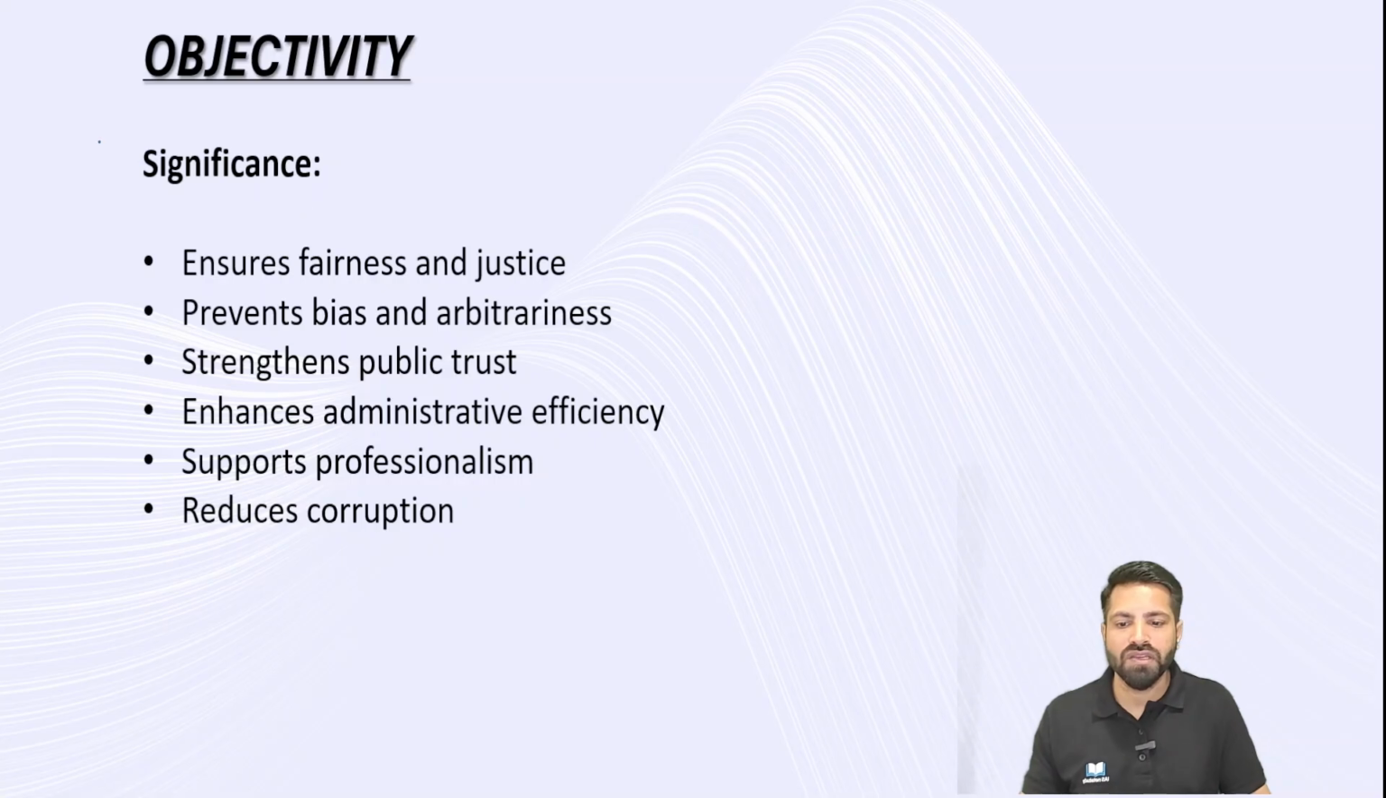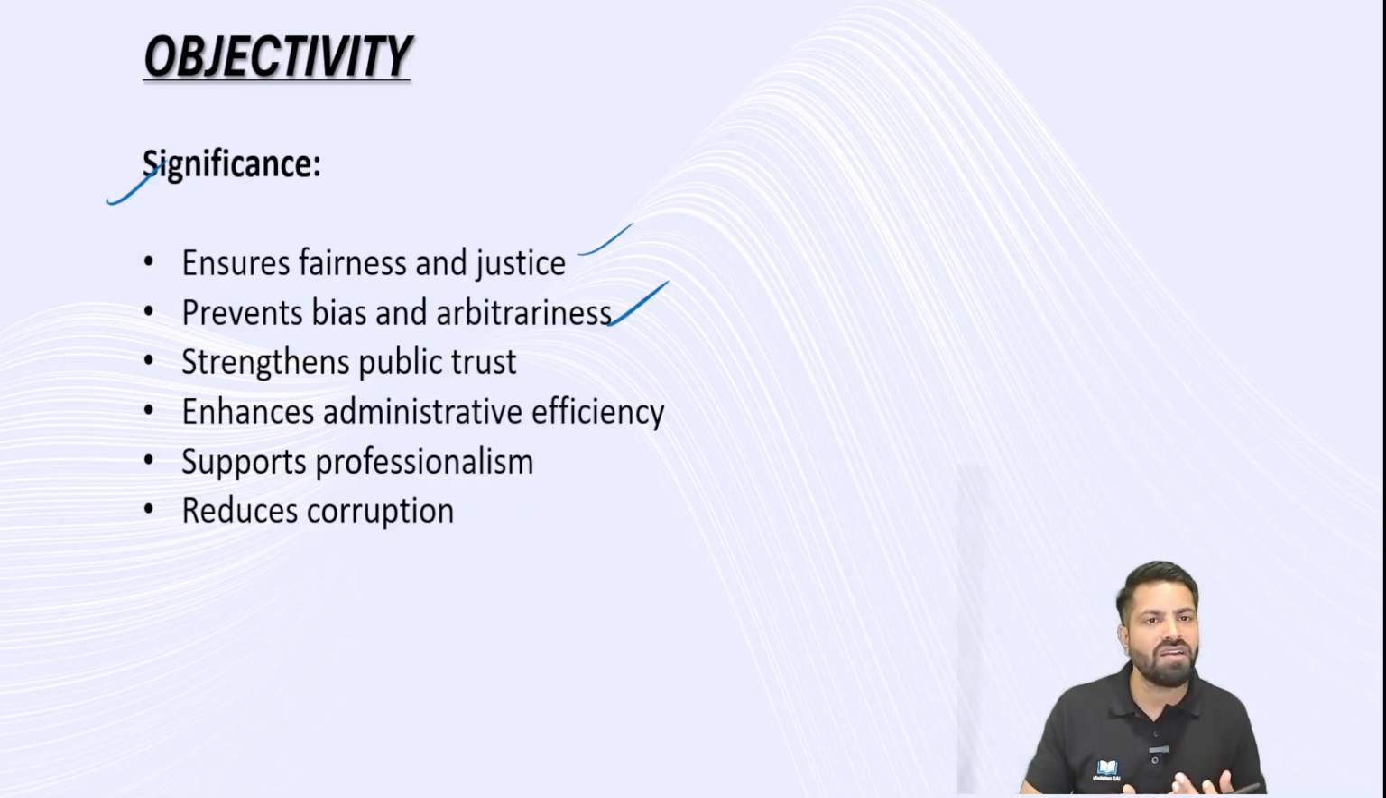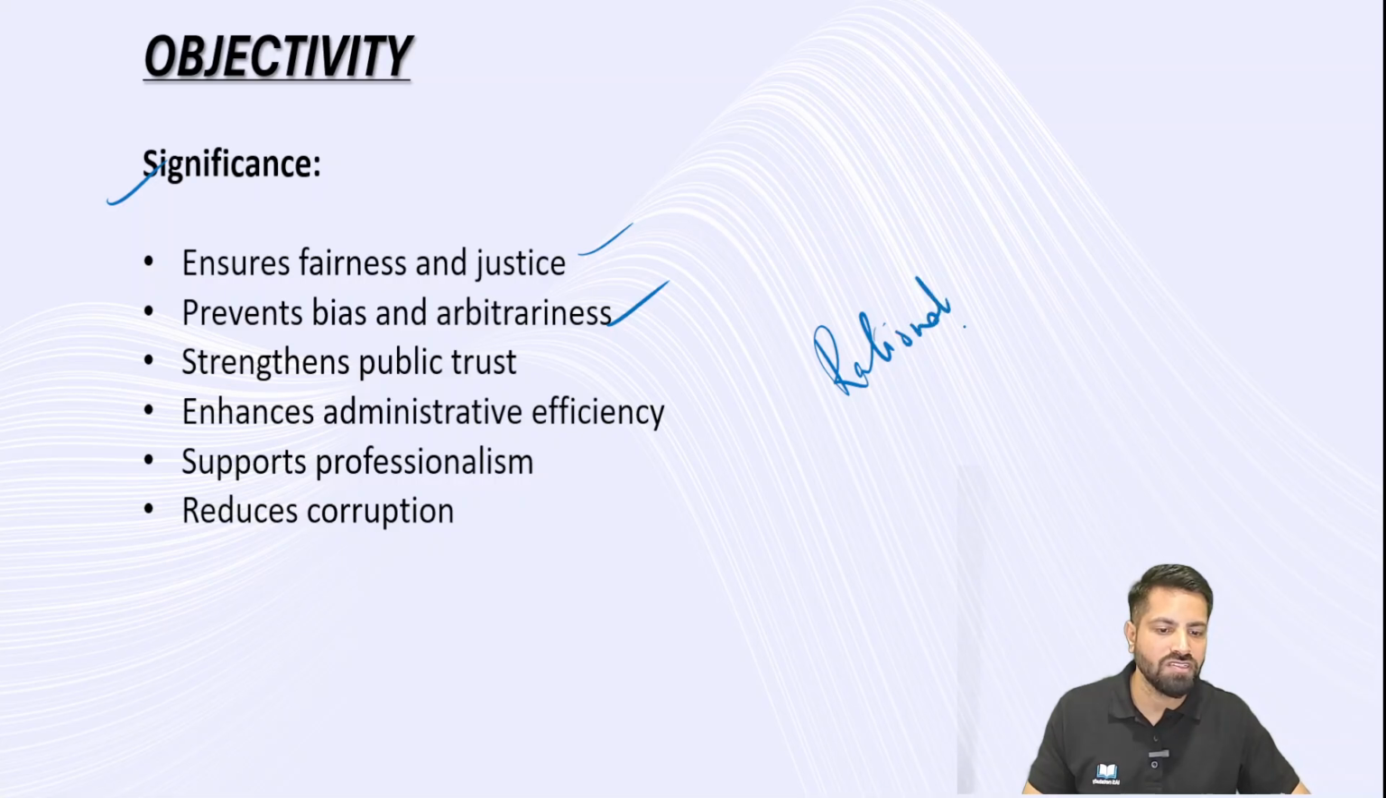Now, what is the significance of objectivity? One thing I told you is that it is similar to impartiality. When there is objectivity, I ensure fairness, the factor of justice. There will not be any bias, any personal preference, any prejudice, and even arbitrary, which means taking decisions randomly. So no decisions are taken randomly. Everything is based on rationality. Decisions are rational.